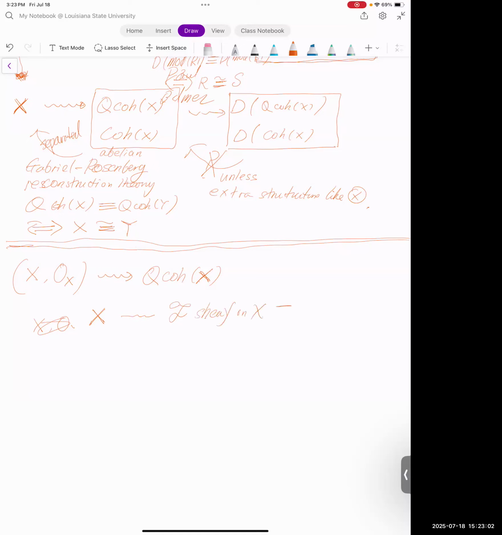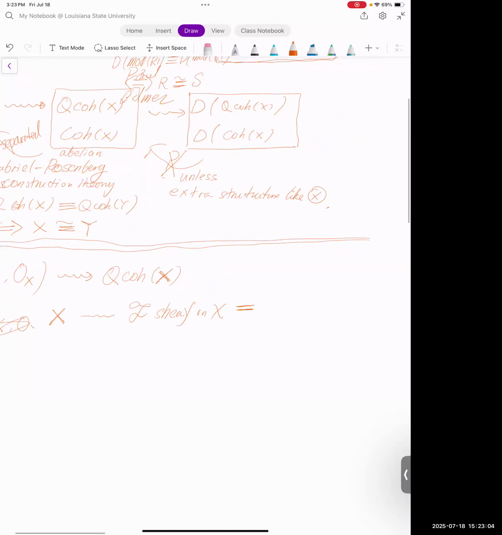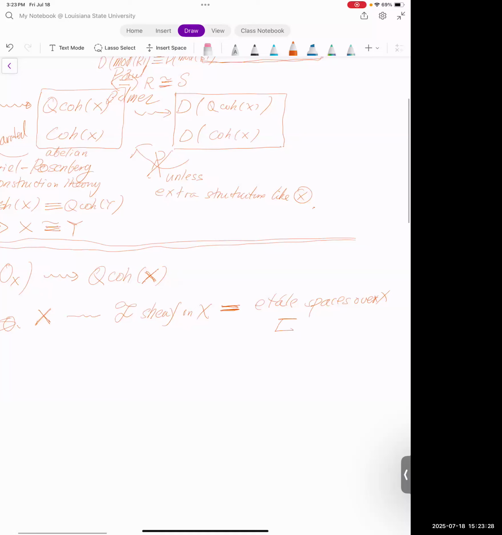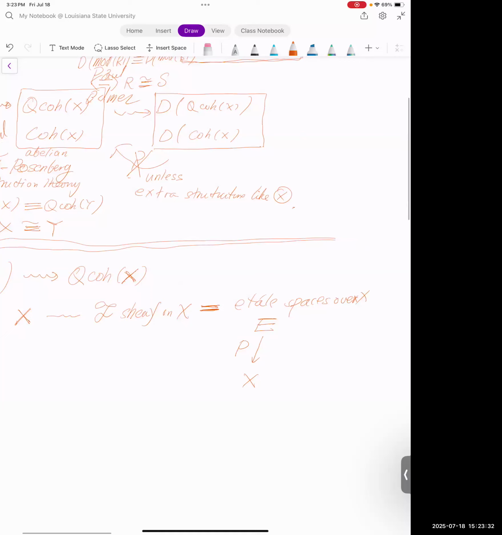on X is, roughly speaking, there are two ways to understand it. One is to look at étale spaces. That's a topological way, probably much earlier than the Grothendieck functorial view. So you can consider it as an étale cover of spaces over X. So you have an étale space over X, and étale means that it is locally homeomorphic.